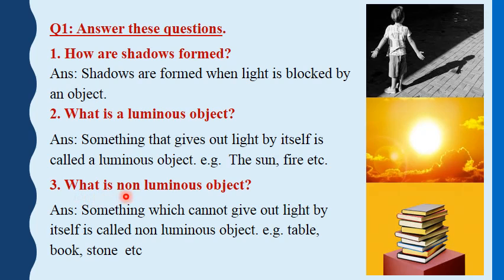Then question 3, what is a non-luminous object? So something which cannot give out light by itself is called a non-luminous object. And the examples are table, book, stone. Okay, so those objects that cannot give out their own light are called non-luminous objects. These objects don't have their own light, so they are called non-luminous objects. For example, table, book and stone.